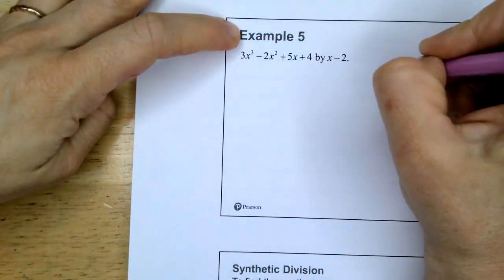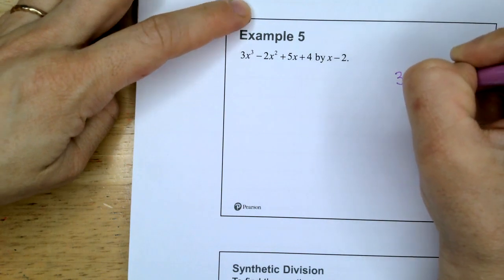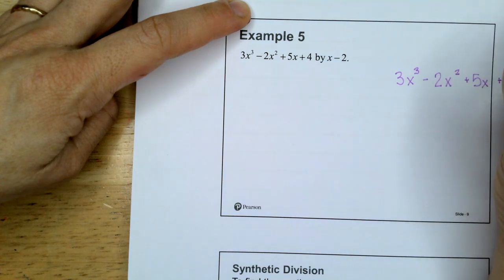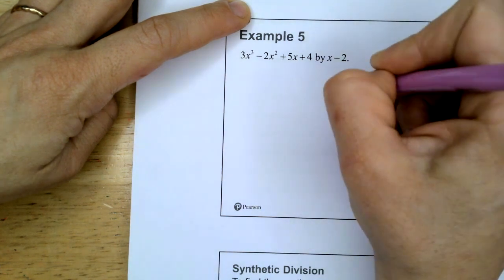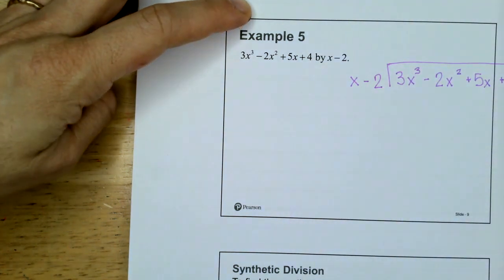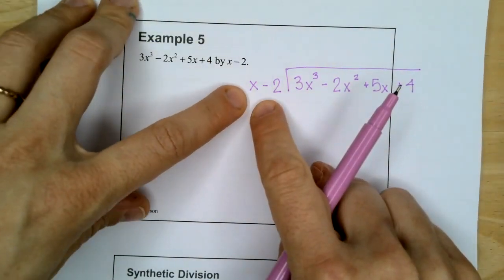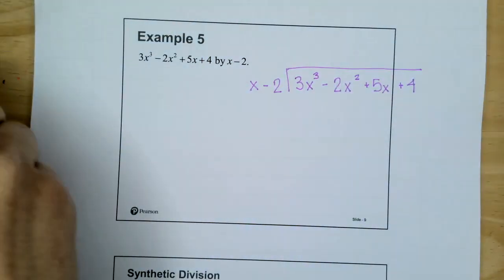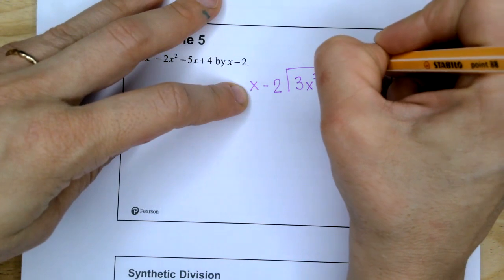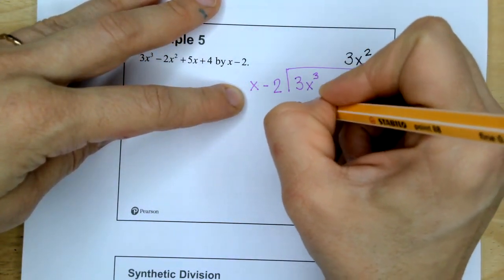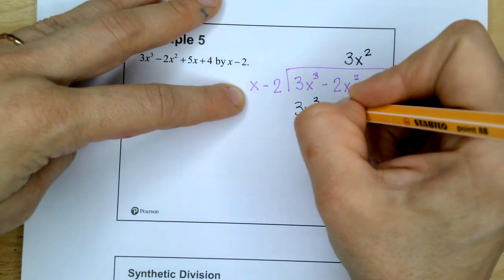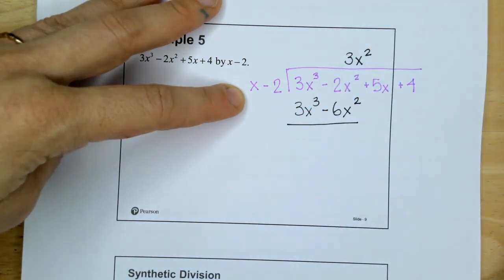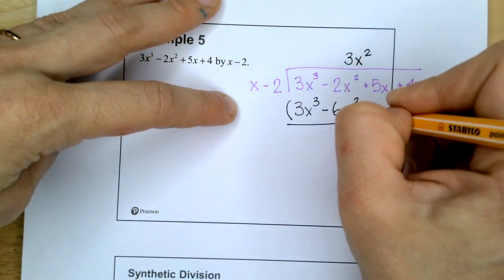We're going to take 3x cubed minus 2x squared plus 5x plus 4, and we're going to divide it by x minus 2, okay? All right, 3x cubed, from x to 3x cubed, I'm going to multiply it by 3x squared. 3x squared times x becomes the 3x cubed. 3x squared times a negative 2 is a negative 6x squared. Good. Now I'm going to subtract.